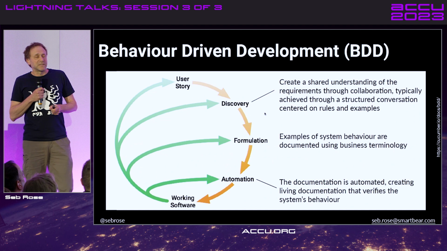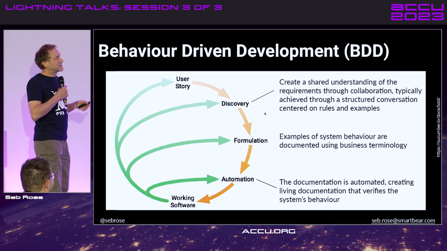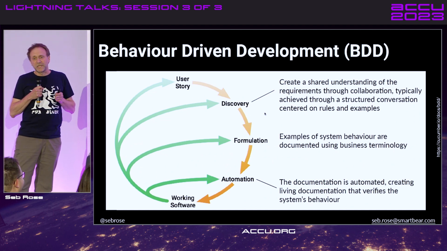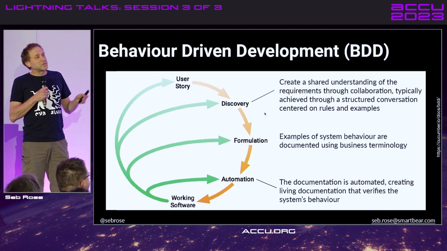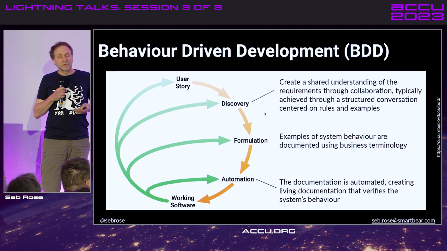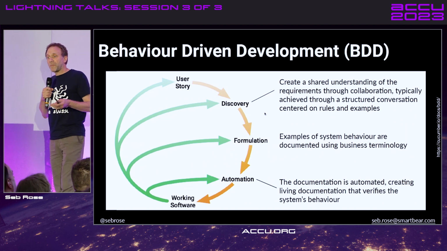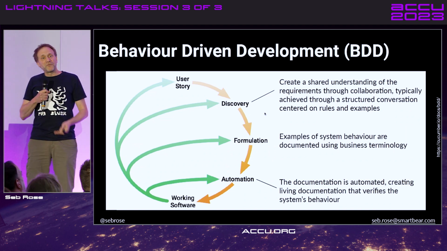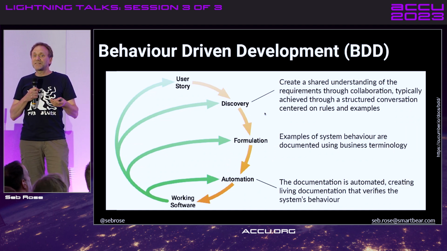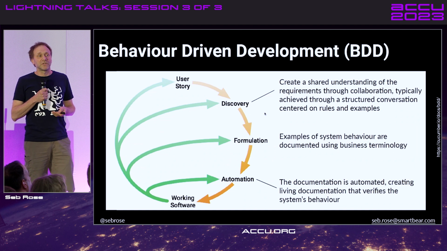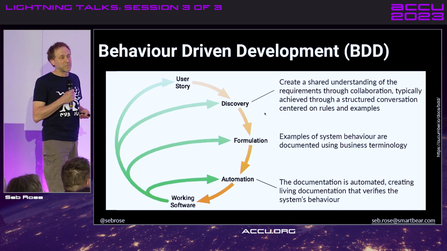This is what BDD is. BDD is a set of 3 practices, discovery, formulation, and automation, that get applied in turn sequentially to a user story. So discovery is where you collectively come to an agreement in the team about what you're supposed to implement. Formulation is where you take that collective agreement and you write it out in some form of business readable language so that it persists for the lifetime of the project.